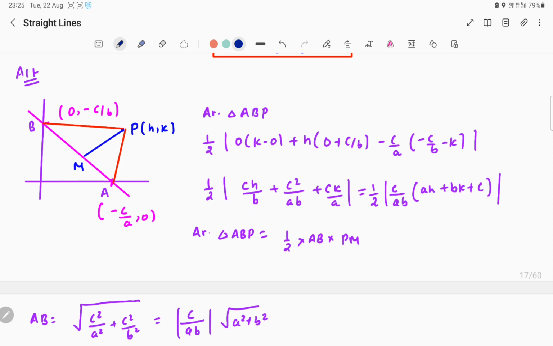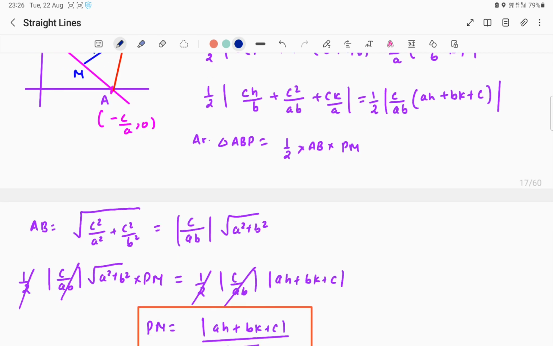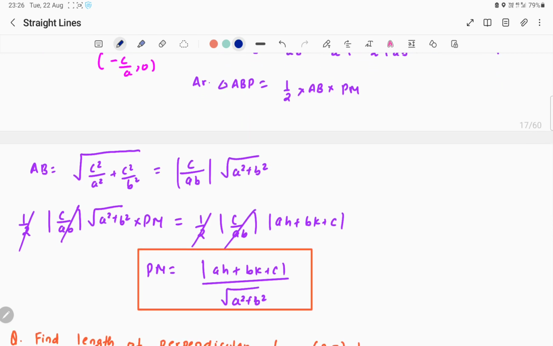But the area of the triangle is also half into base into height, isn't it? So I am treating this quantity as height and the base as AB. So what is the length of AB? Using Pythagoras theorem, we can calculate it as root under c square by a square plus c square by b square, isn't it? So we are equating the area of the triangle found using the coordinate system and the area of the triangle using half into base into height. So once we evaluate this, we get PM equal to how much?